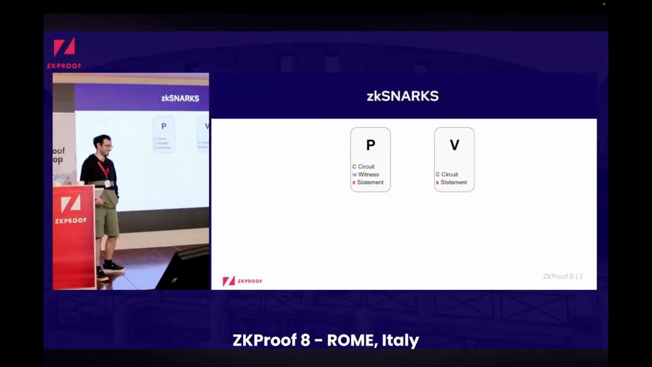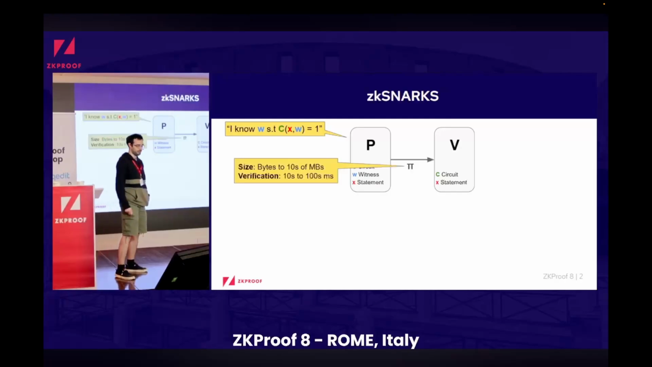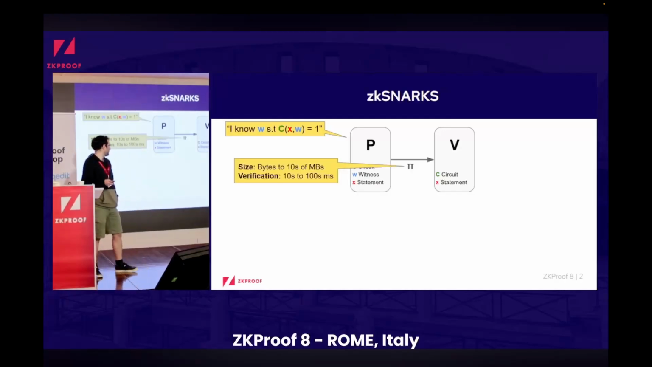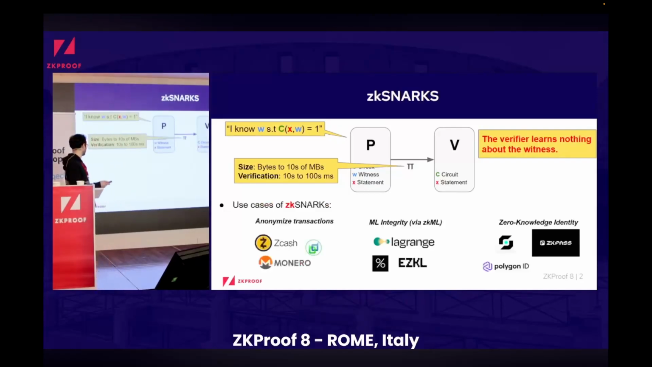So, ZK SNARKs are cryptographic protocols between a prover and a verifier, where the prover wants to convince the verifier that it knows a witness W that satisfies an NP relation and generate a small and easy to verify proof. Now, importantly, ZK SNARKs are zero knowledge in the sense that the verifier learns nothing about the witness of the prover. And of course, they have tons of applications.